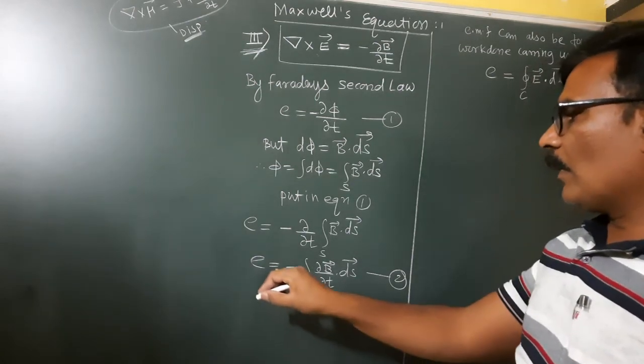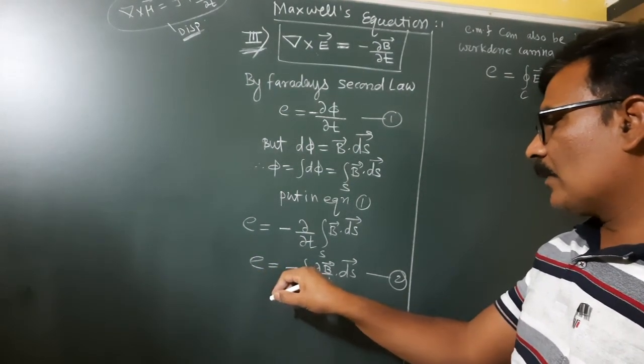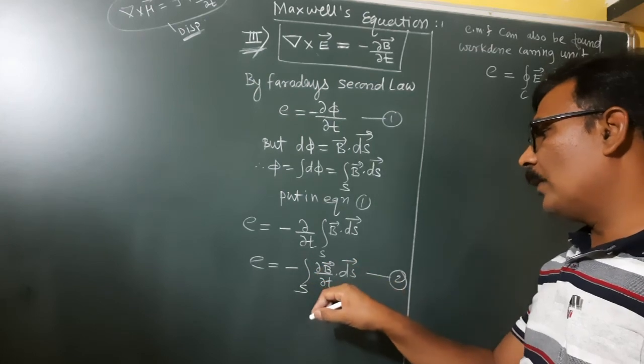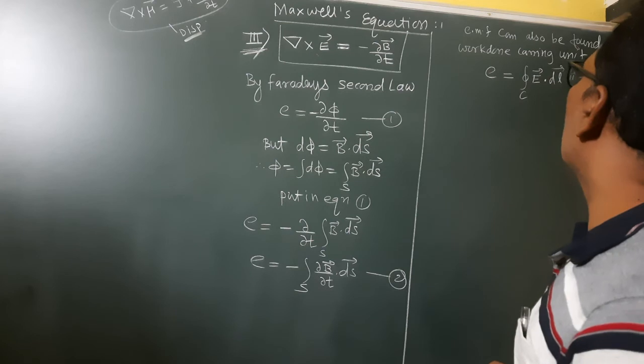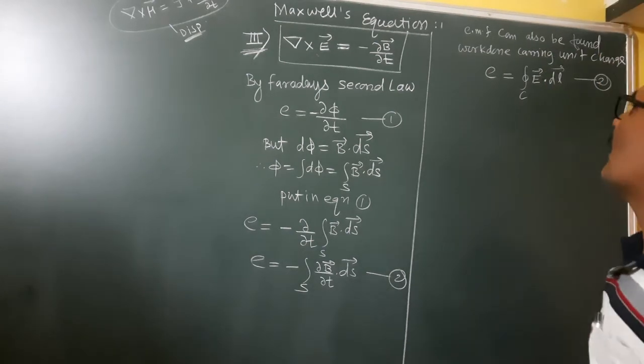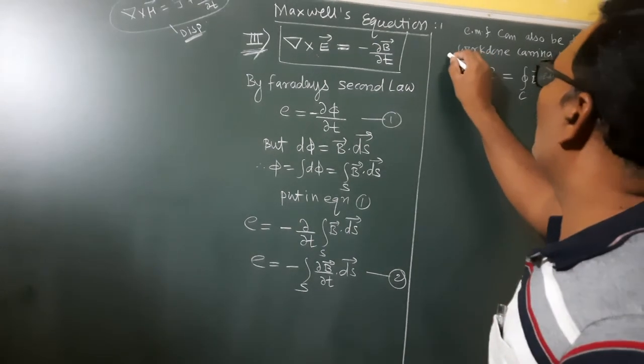In equation number 1, we have E is equal to minus the surface integration of dou B bar by dou t dot dS. And in equation 2, the EMF can also be found by the work done in carrying a unit charge over a closed loop.